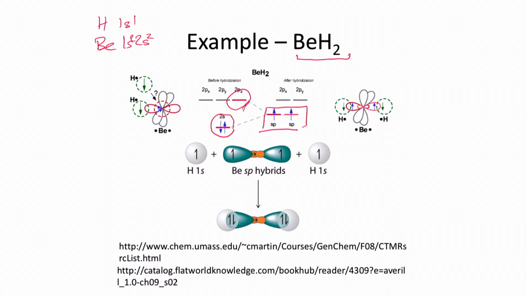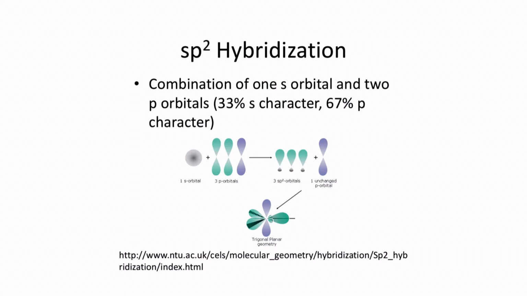And since I had two electrons to begin with, one here and one here, I'm going to put them in these hybrid orbitals, one here and one here. Now, when those hybrid orbitals combine with the hydrogen 1s orbitals, they can make a bond here and here and have much better orbital overlap and a much stronger bond. So here's an example of something with a different kind of character, a different kind of hybridization.